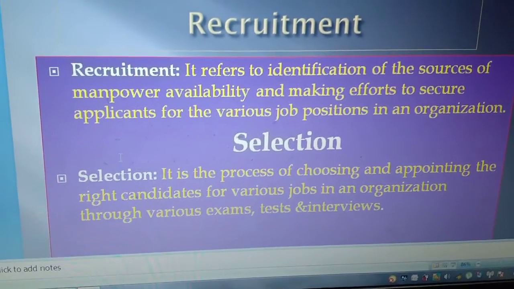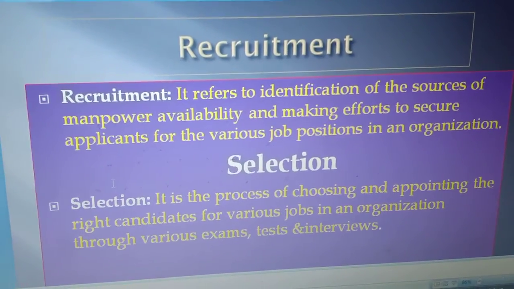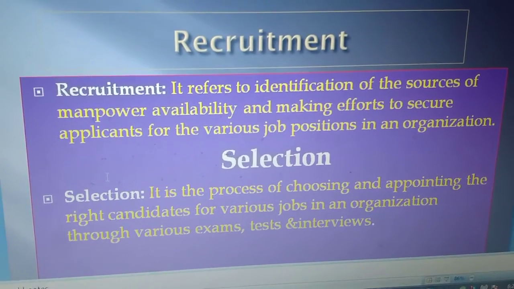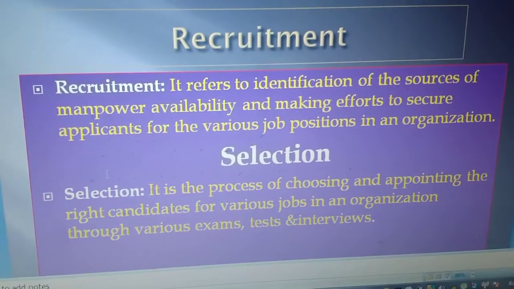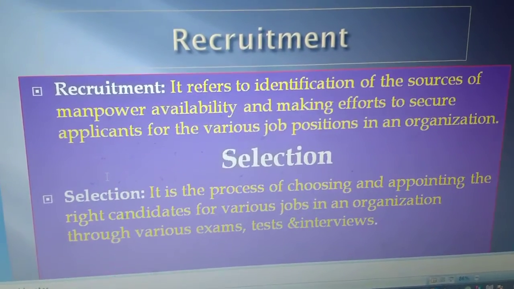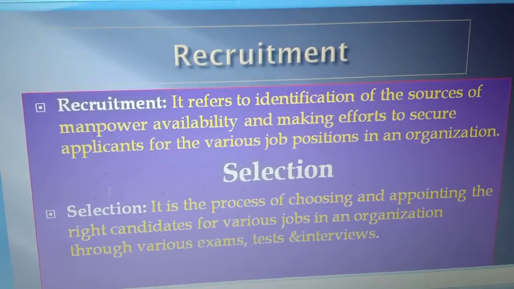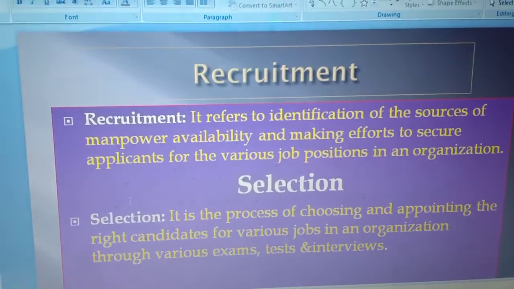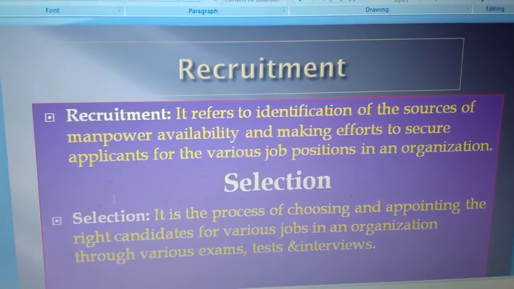The next step after estimating the manpower requirement is recruitment. Recruitment refers to the identification of the sources of manpower available and making efforts to secure applicants for the various job positions in the organization. So basically recruitment is a process of searching for or identifying prospective employees, and we stimulate them to apply for the jobs that are available in the organization.